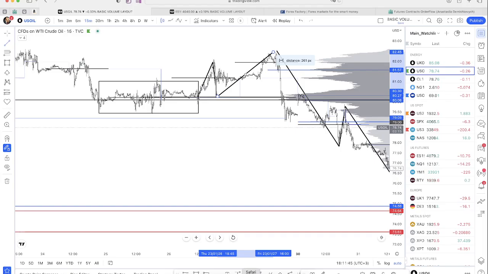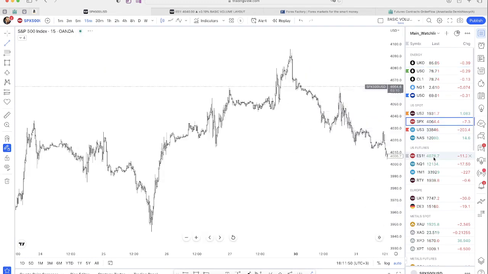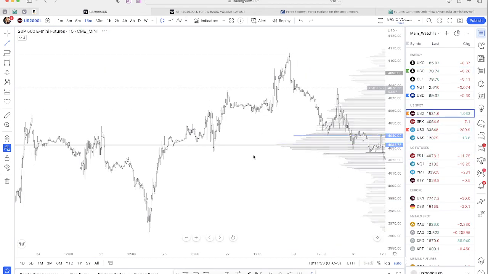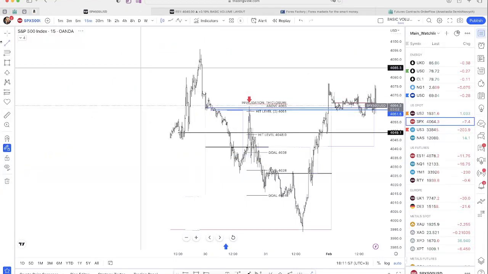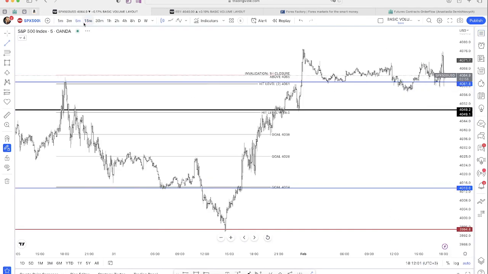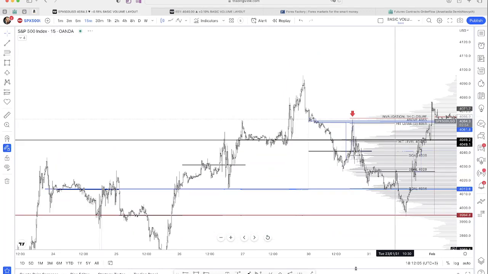For example, here, right? This I already deleted. Now let me check quickly. Actually, that was good. Here. This is S&P 500 from Monday.